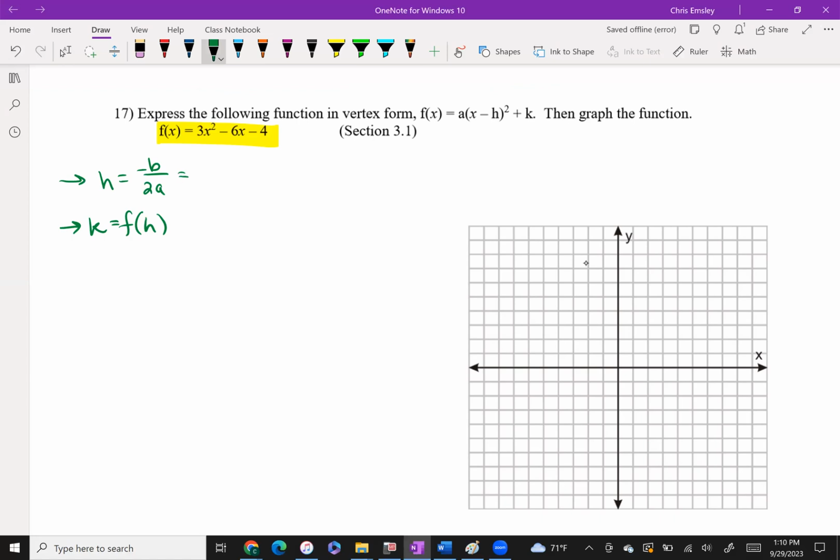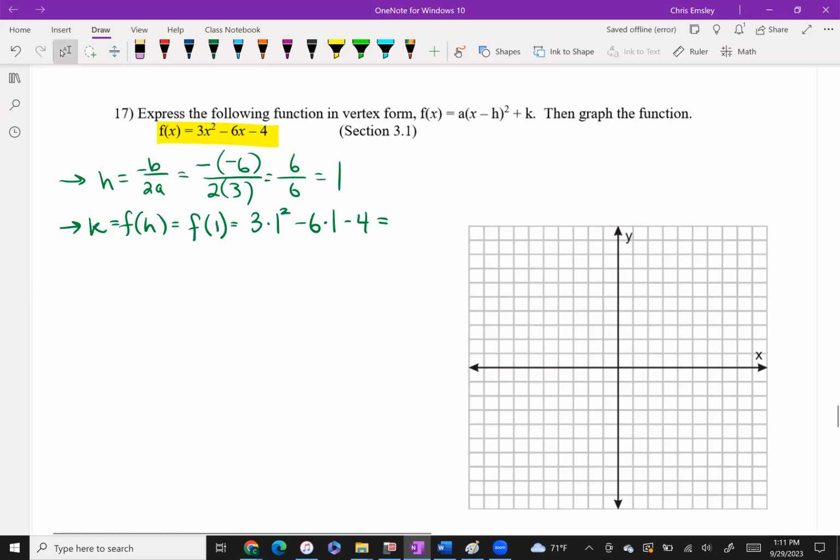So here we have the negative sign from our formula, and b is negative 6, so we have two negatives up top. 2 times a is 3. So minus a negative 6 becomes positive. 6 over 6 is 1. That's the x value of our vertex. We then take that number and we plug it into our function for x. We get 3 times 1 squared minus 6 times 1 minus 4, which is what? 3 minus 6 is negative 3 minus 4 is negative 7. So we now know that our vertex is at the point 1, negative 7. That's going to help us when we go to graph.